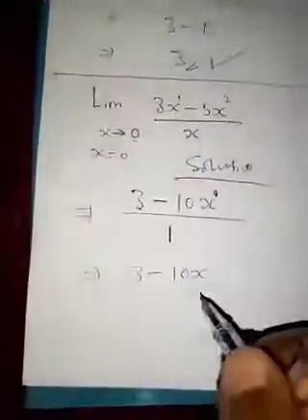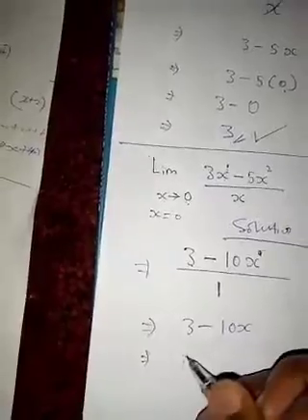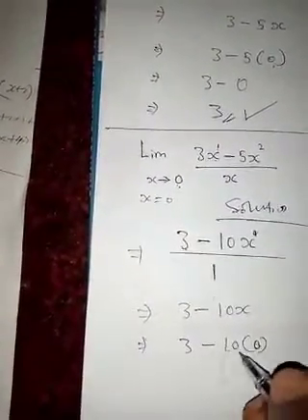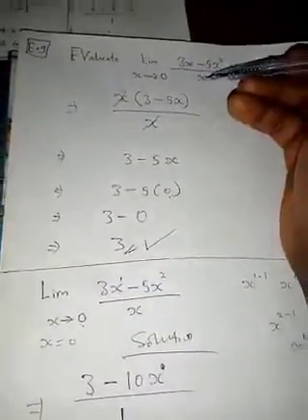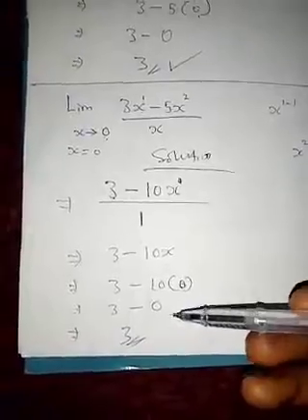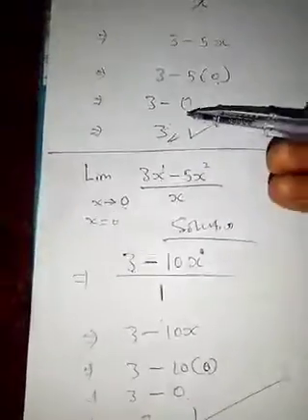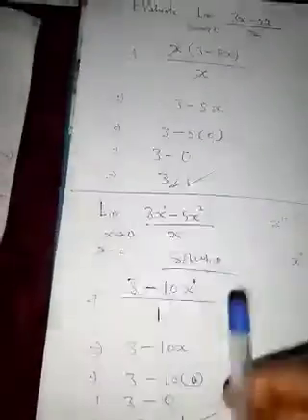So anywhere we find x, we are going to use 0. We'll be having 3 minus 10 into 0. We see that 10 multiplied by 0 will still give us 0. So you can see that when we use substitution, the denominator gave us 0, which means L'Hospital's method will also work for this question. So we can see that we are having the same result. So thank you.